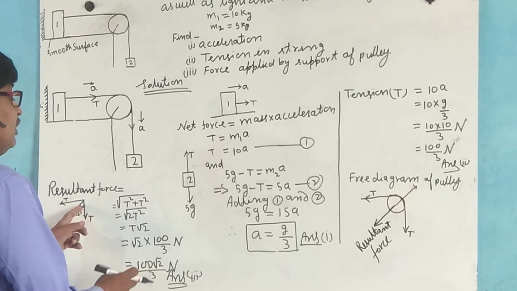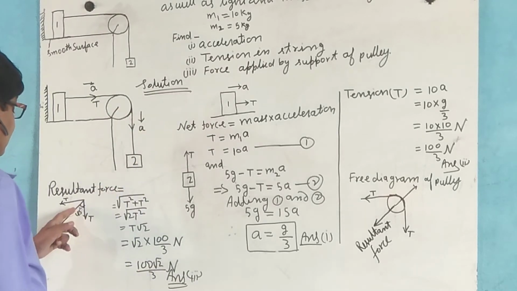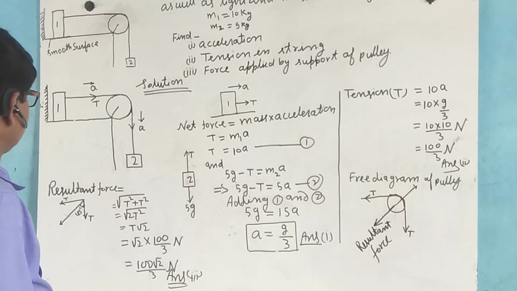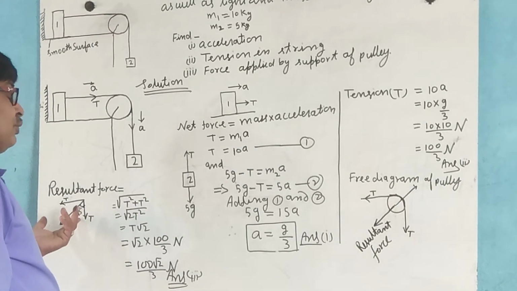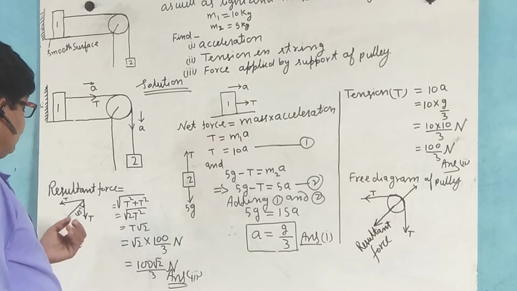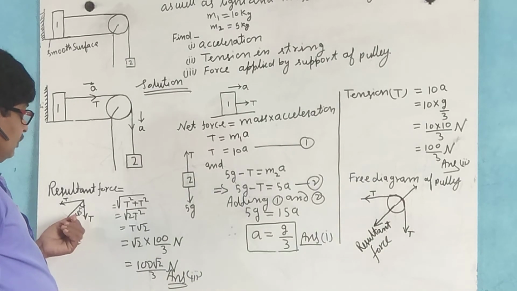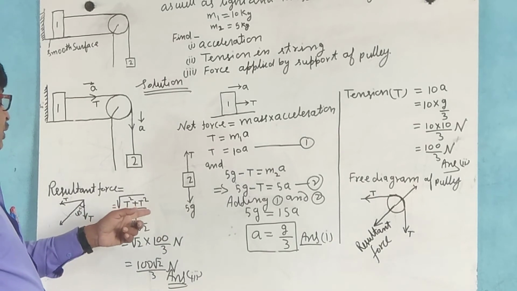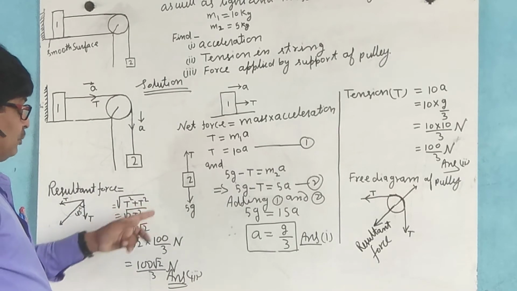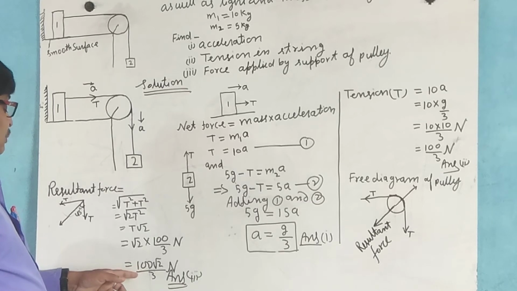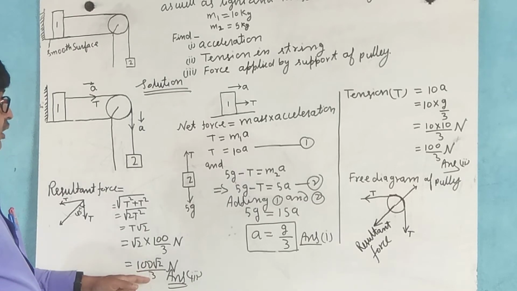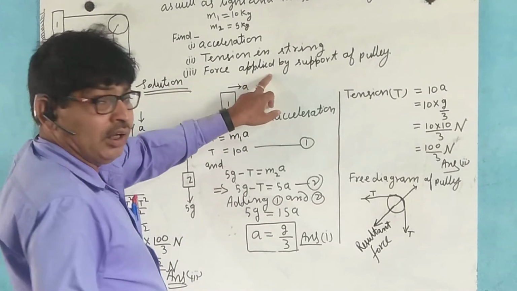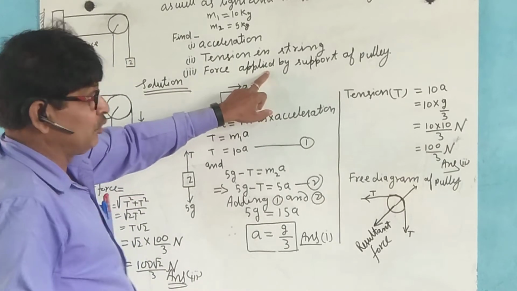Now this force is at 45 degrees. We can also calculate it with the help of sine 45 degrees, or with the Pythagoras theorem. The resultant force is equal to 100 root 2 by 3 newtons. This is the answer to the third question.